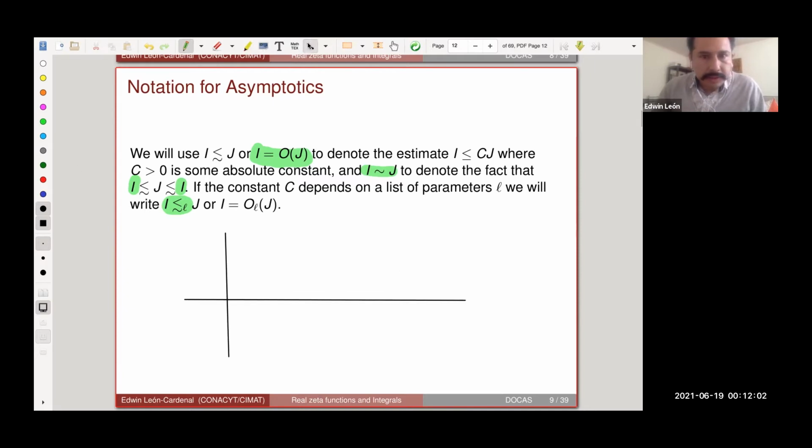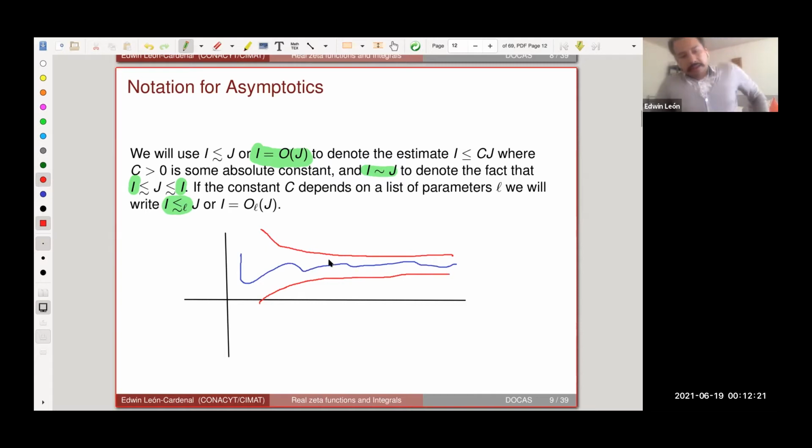So the idea is more or less the following. If you have some function here, you can find a family of functions, let's say the red ones, such that the thing that you want to bound is above a family of these functions up to some constants. Okay, so it's something like this.